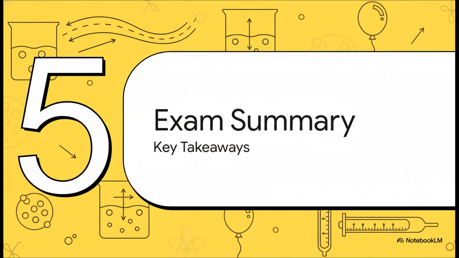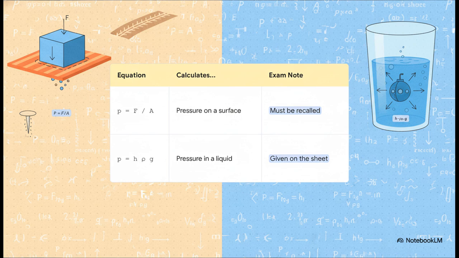Phew, we have covered a ton of ground, so let's wrap this up with a super quick fire summary. This is the absolute must-know stuff, the bits you really need to have locked in for your exam. All right, here we go. The two big equations you need to know. First, P equals F over A. That's for calculating pressure on a surface, and you must remember it. Second, P equals H rho G. That's for pressure in a liquid column, and that one is given to you on the sheet. You have got to know which is which, one for surfaces, one for liquids, one you memorize, one they give you.